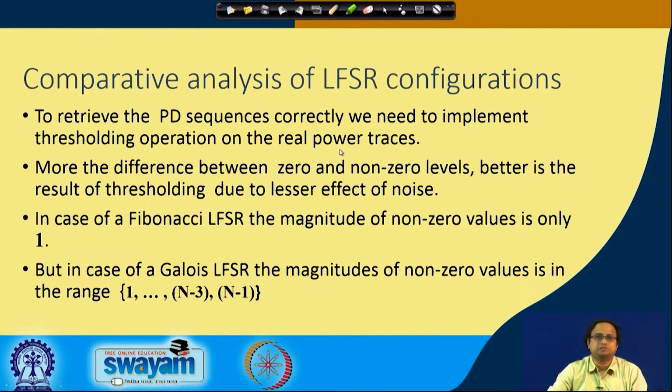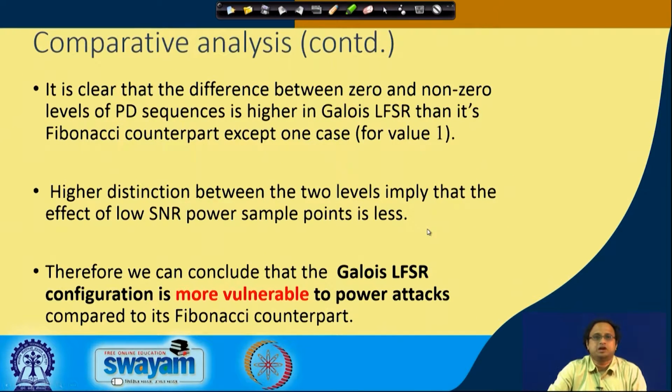You will have real values in the power trace. So the greater the difference between a zero and non-zero level, the better the result of thresholding will be, because the effect of noise will be less in such a case. You will have a better distinguishing power. As we have seen, in the case of Fibonacci LFSR, the magnitude of non-zero values is only 1, which means the zero difference and the non-zero difference are very close to each other. On the other hand, in a Galois LFSR, the magnitudes of non-zero values are very large. It can go as high as n-1, so it is pretty large.